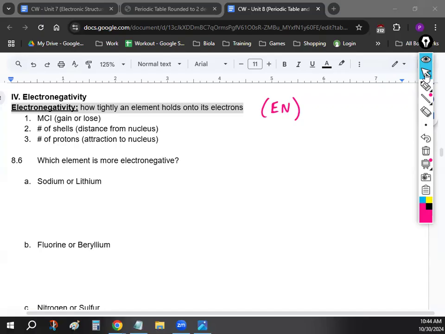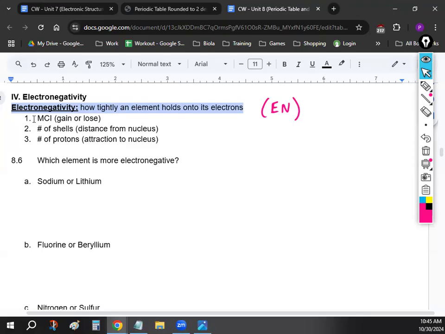Okay. And electronegativity is a measure of how tightly an element holds onto its electrons. So electronegativity is how tightly an element holds onto its electrons. Okay, it's dependent on 3 factors, and these are in order of importance. Okay, so this is an order of priority, and you will be expected to know this. The first is the most common ion. So basically, does it want to gain or lose electrons? Does it want to become negative or positive?